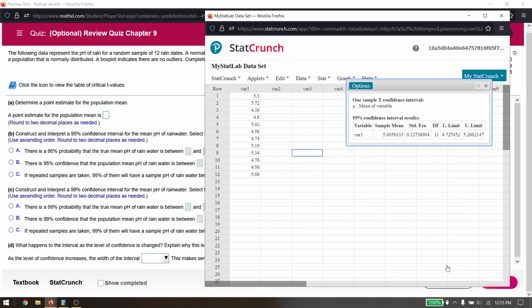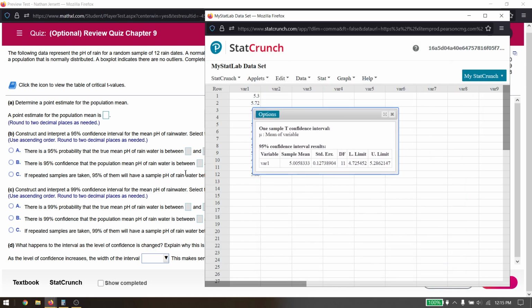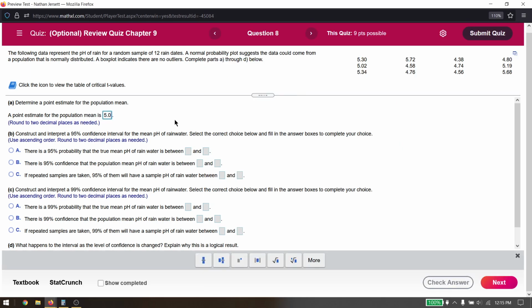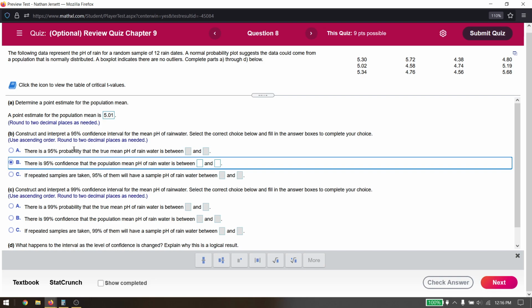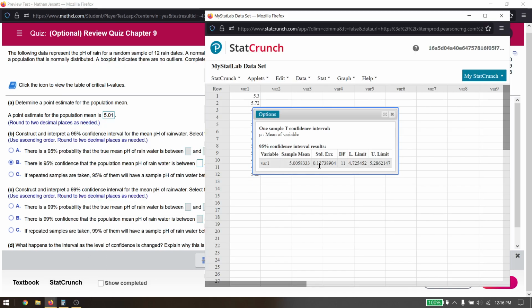All right. The sample mean is the point estimate. We have 5.01. And we know it's going to be this one, not probability, confidence, not repeated samples. It's 95% confident. That's between what and what.